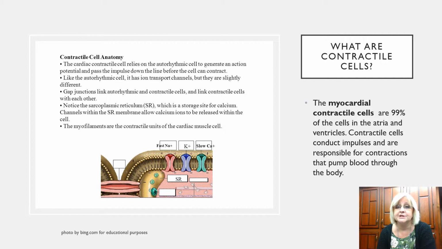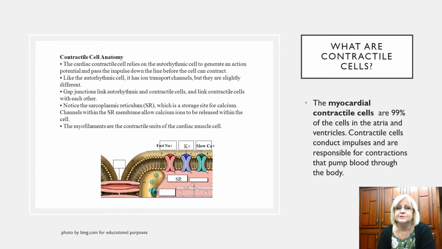The gap junctions link the two types together, and they also link the contractile cells to the contractile cells. So let's think about that again. The gap junctions link the two types together, but they also link the contractile to the contractile cells. The sarcoplasmic reticulum stores the calcium channels for the flow of calcium within the cell.